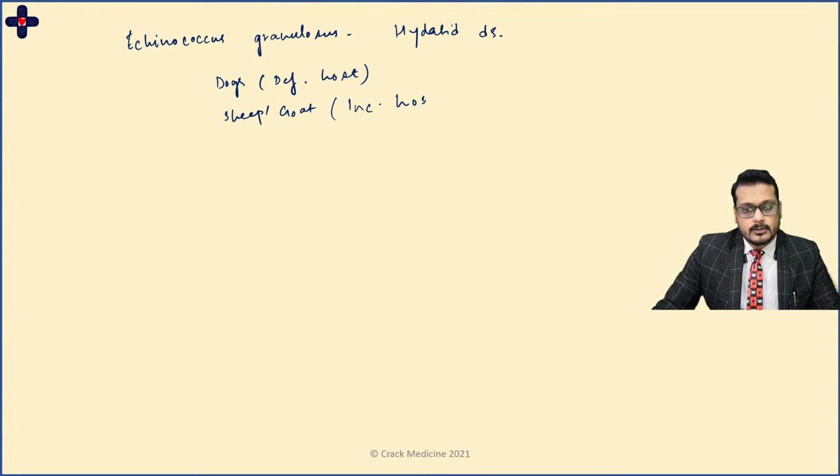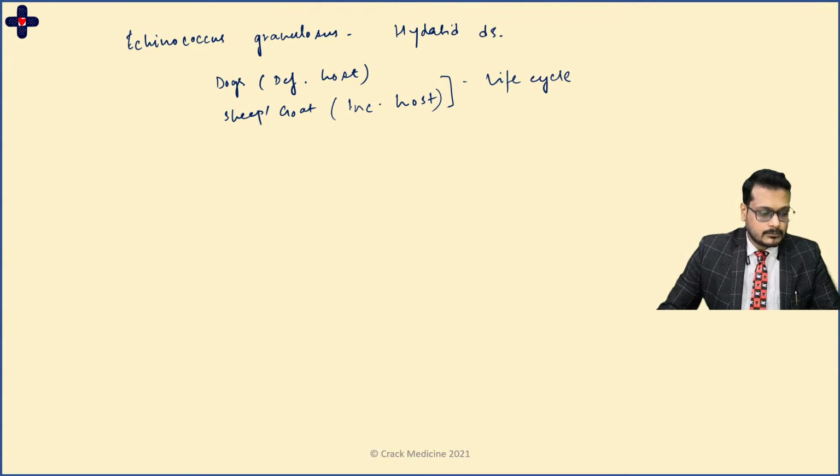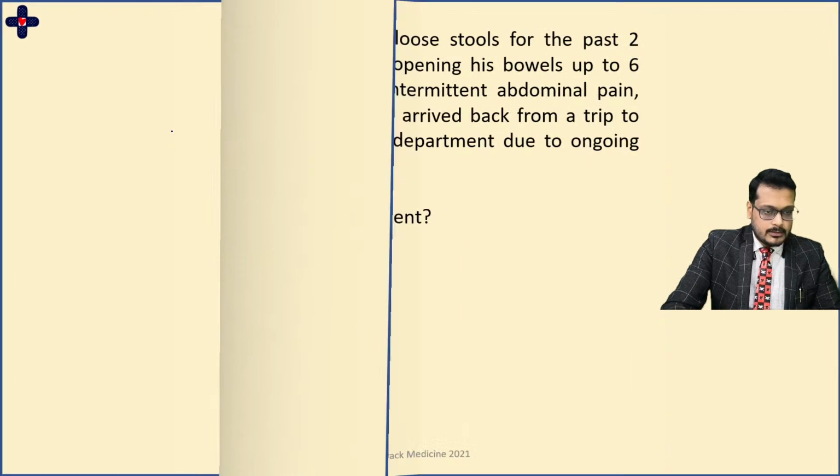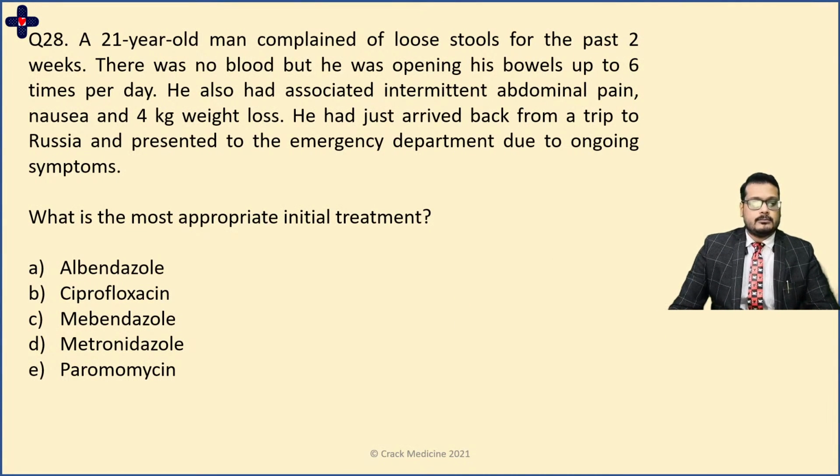So in these two basically the life cycle goes on, and humans are the incidental hosts. Treatment is with albendazole. All of you are absolutely right. Let's move on to the next one.